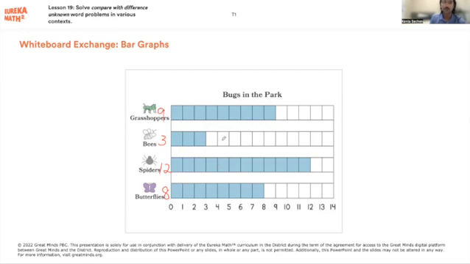Here's a different question. How many more spiders were there than bees? How many more spiders than bees? This is kind of like what we were doing yesterday, too. How many more spiders than bees? Raise your hand if you know.